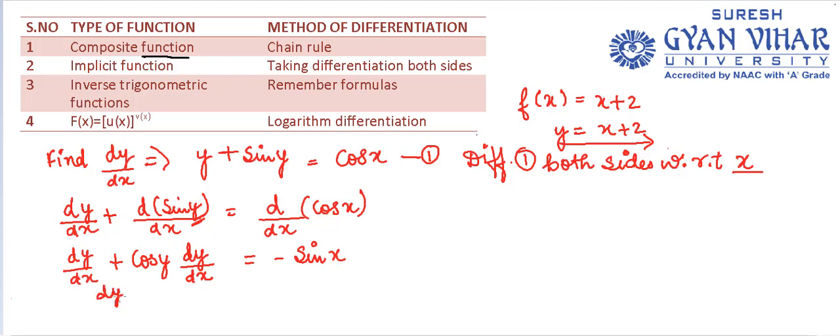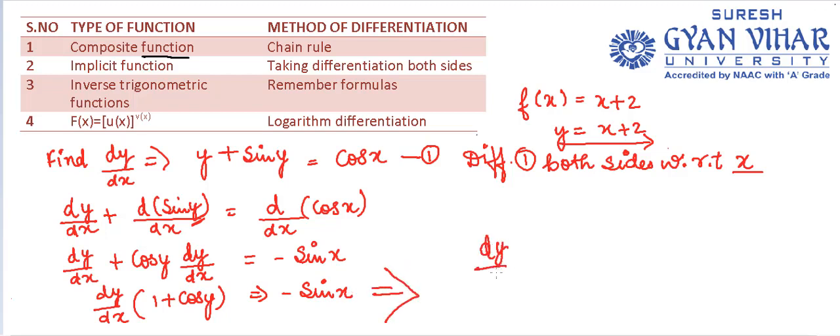So now we take dy by dx common, giving 1 plus cos y, and on the right it is minus sin x. So you get the answer: dy by dx equals minus sin x divided by 1 plus cos y.